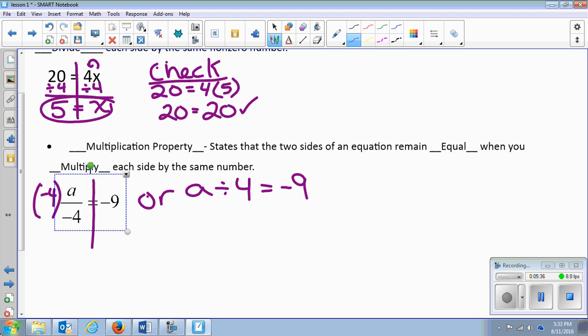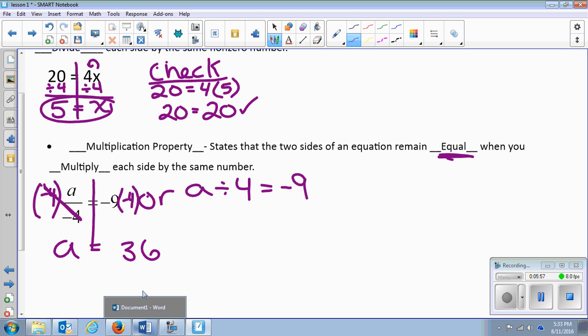If I do it to one side, I have to do it to the other side to keep it equal. Remember, you always want to keep your equations equal. So if I do it to one side, I have to multiply it to the other side. Negative 4 and negative 4 cancel out, so I'm left with a. 9 times 4 gives me 36. Remember your negative rules from 6th grade. A negative times a negative leaves me with a positive. So my answer is going to be a equals 36.